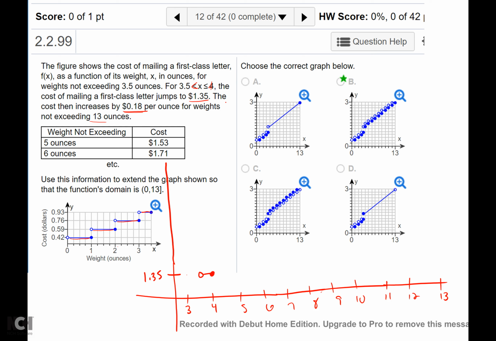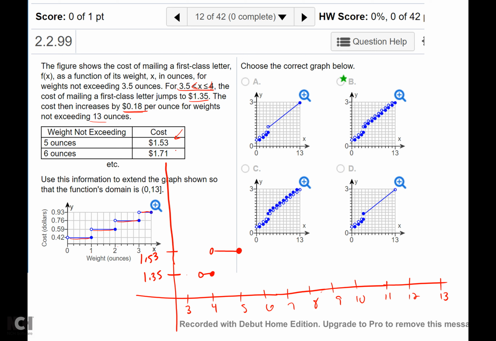Oh, this is very confusing here. So from, I'm assuming, 4 ounces to 5 ounces, that's $1.35 plus 18 cents. There you go, there's your $1.53. So from 4 to 5 ounces, it's going to jump up to $1.53. So starting at 4, not including 4, because if it is 4, it's the bottom. But to 5, and including 5, is going to be $1.53.